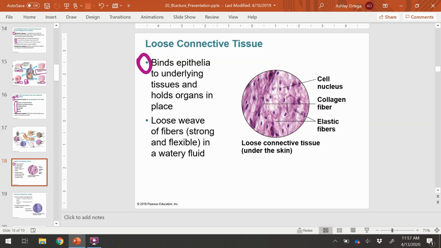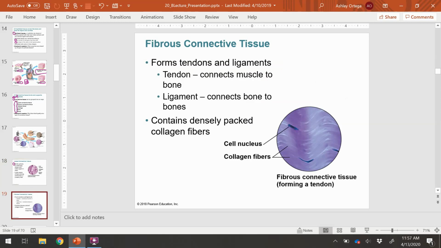Compare that to your fibrous connective tissue, which is next. They are going to form tendons and ligaments. Tendons are going to connect muscle to bone, and ligaments will connect bone to bone. And so they're going to be made up of densely packed collagen fibers. So they need to be nice and strong to connect and keep those connections in place.